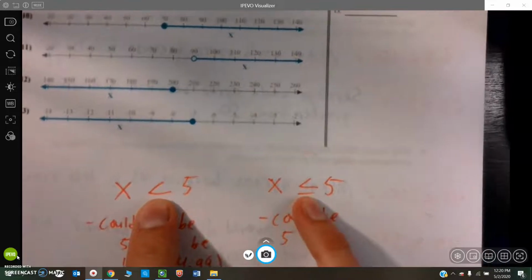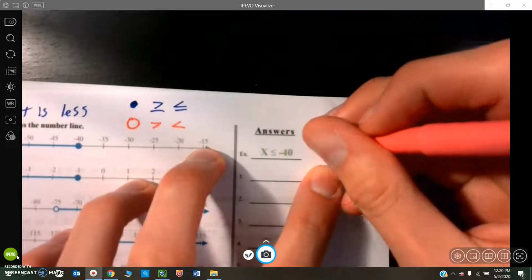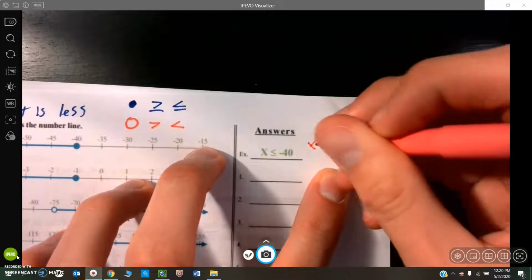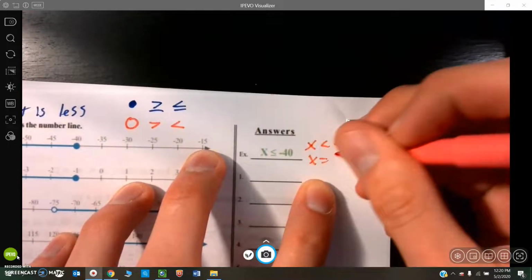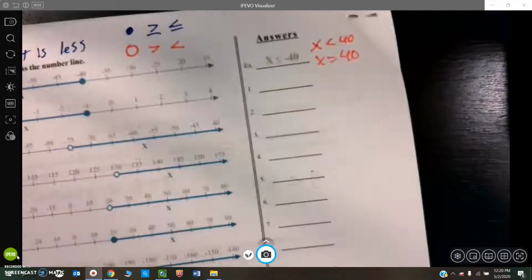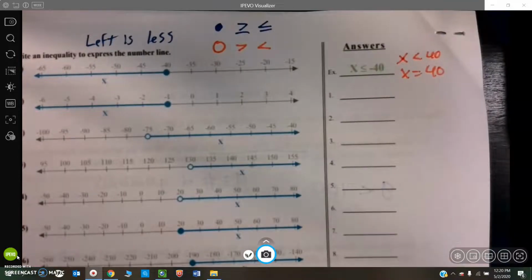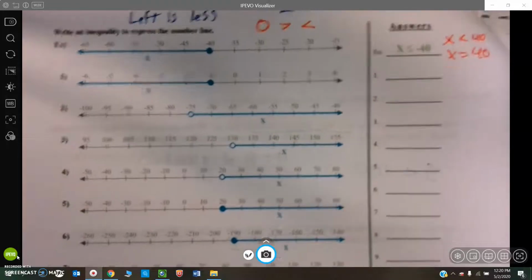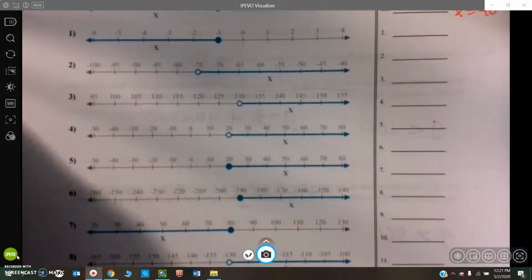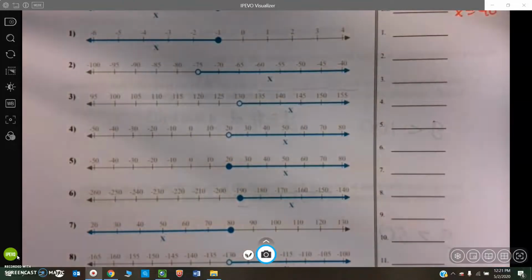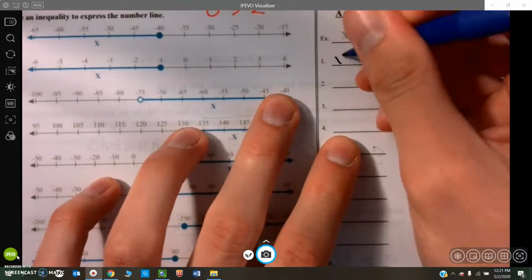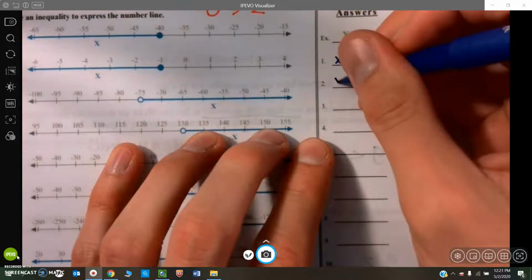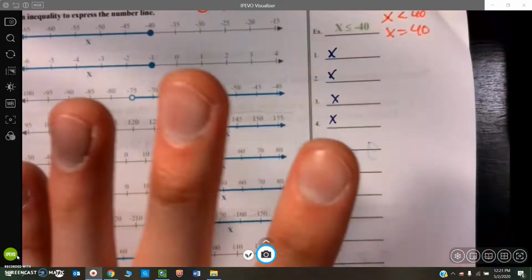So if you ever have one filled out like this, like the example was, you can always write x is less than 40 and x is equal to 40. That would just be a way of showing both of those without having to figure out how to type that in on your calculator. Okay, so now for number 1, it's saying, once again, the blue arrow represents x. So in every single situation, we're talking about the possible values of x. So we're going to have x on every single one of these.